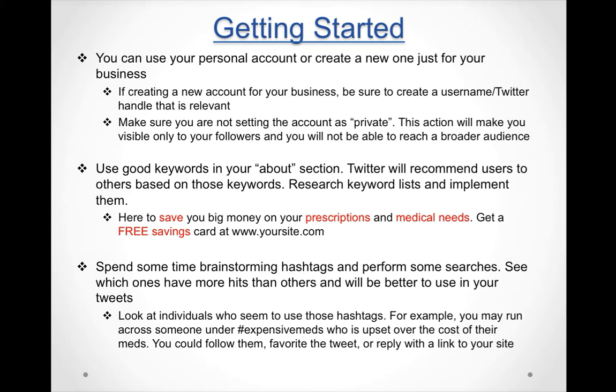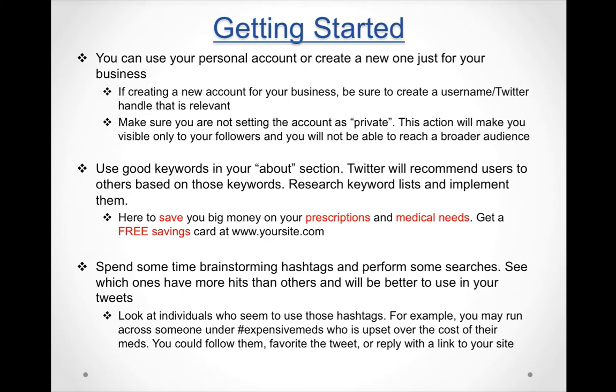Use good keywords in your About section. Twitter will recommend users to other users based on those keywords. Research keyword lists and implement them. For example, here to save you big money on your prescriptions and medical needs. Get a free savings card at yoursite.com. Of course, you would put in your website there. The words in red all come up as good keywords to use.